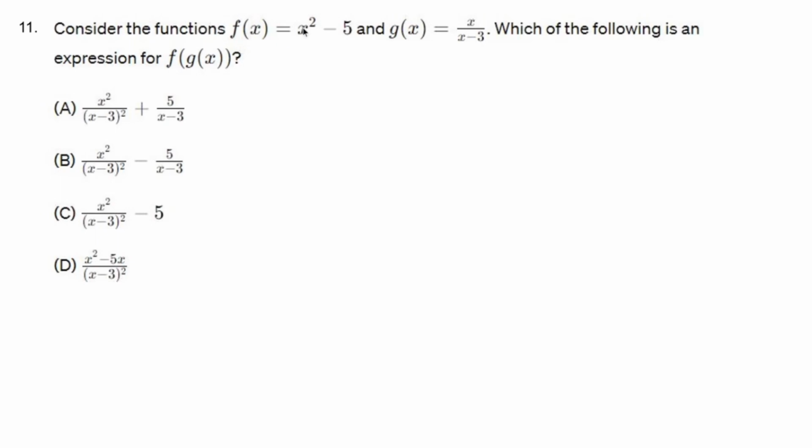Consider the functions f of x equals x squared minus 5 and g of x equals x over x minus 3. Which of the following is an expression for f of g of x? We have ourselves a composite function where g of x is going to live inside of f.